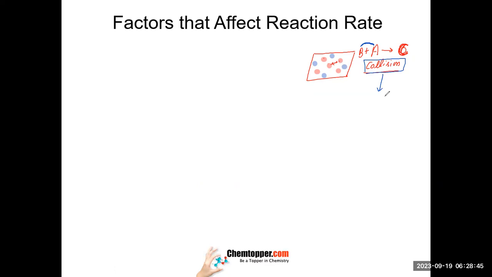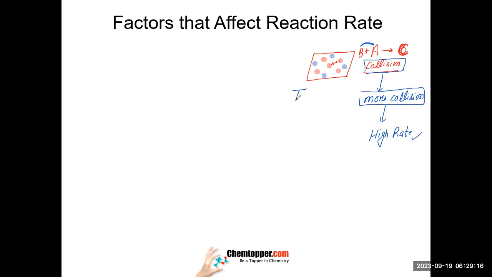So collision depends on certain factors. So don't you think that if there are more collisions, what happens to the rate? High rate. Agreed? So now whatever factors are going to affect the collisions will affect the rate. Correct? Now let's see the factors.